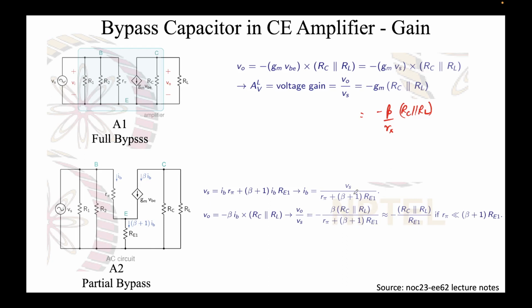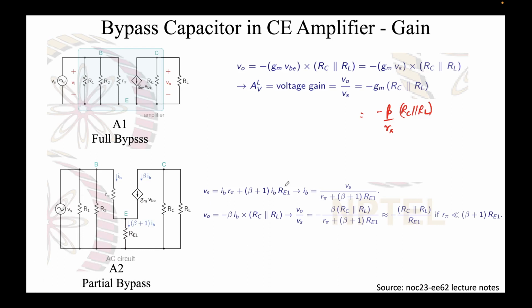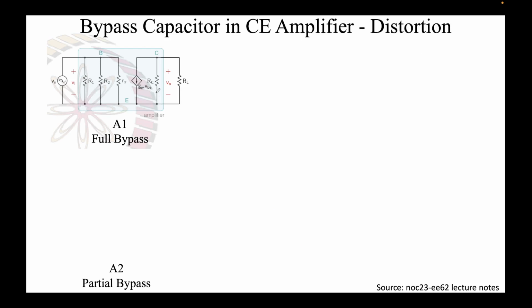So what I can say is that voltage gain 2 is less than gain 1, because this denominator is higher here. I'm just comparing the magnitudes, by the way, not the signs. Signs just denote that it will be out of phase. Okay, so the gains are different. So here this will have substantially lower gain as compared to the full bypass.